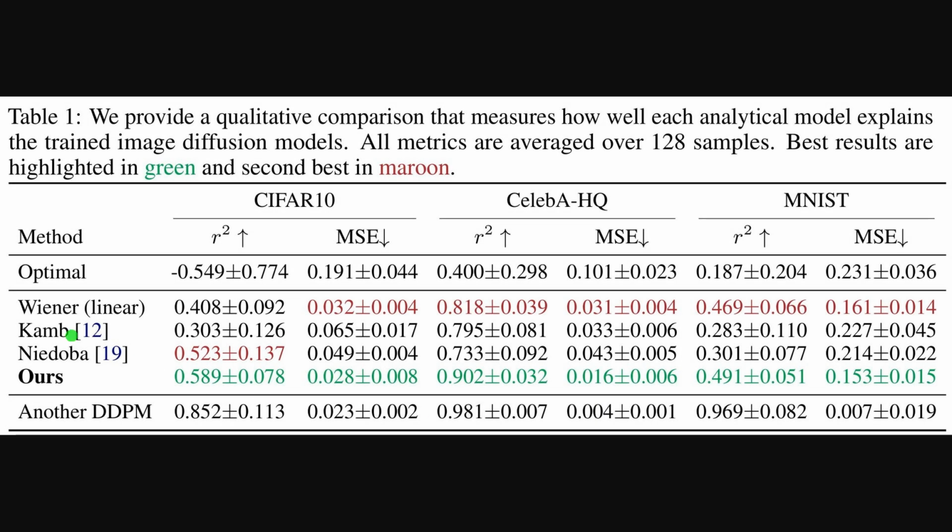Alright, Table 1 reports how closely each analytical denoiser matches a trained model, which matters because a better match means the analytical rule captures the learned locality. The table shows that our data-driven mask model scores best across datasets, while a simple Wiener filter usually comes second. R-squared measures explained variance, and mean-squared error tracks average prediction error. Another DDPM, with a different seed, sets an upper bound since it shares training but not initialization.